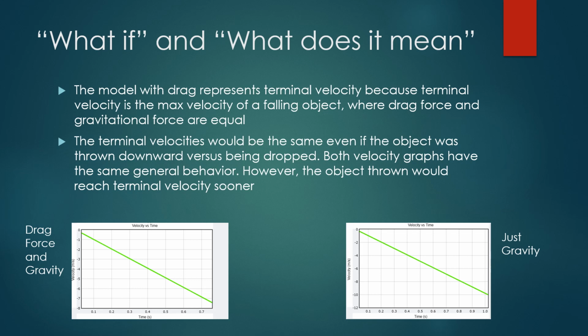The model with drag represents terminal velocity because the net force has to be 0 in terminal velocity. Terminal velocity is the maximum velocity of a falling object in which the net force is 0 from gravity and drag canceling each other out. The terminal velocities will be the same no matter if the object was thrown versus dropped. As seen in my graphs, the velocities have the same general behavior. However, the thrown objects will reach terminal velocity sooner.